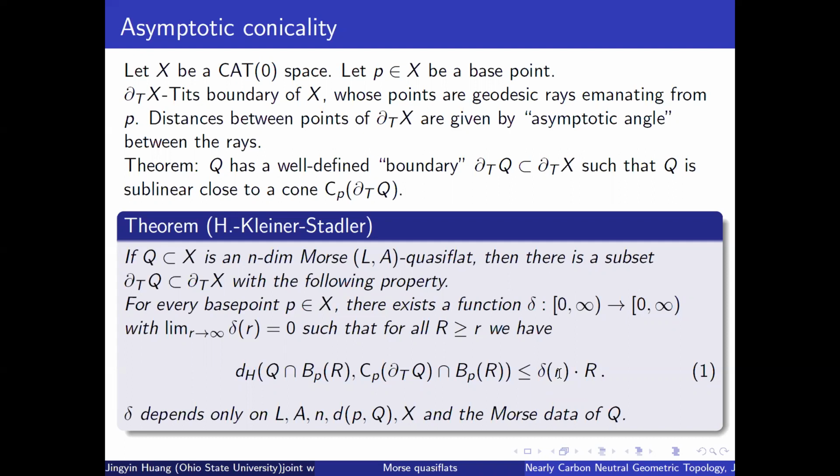Of course, we can have some control of this sublinear factor delta. It depends on various parameters of the quasiflat and on where your base point is. Another thing I want to mention is that this boundary of Q actually has more structure. It's not just a subset, it's actually a cycle. Just think about the H2 times H2 case. We have already seen that these quasiflats correspond to cycles in this bipartite graph in general. So the T boundary of X is a very complicated topological space, but still this boundary of Q has some nice structure as a cycle.